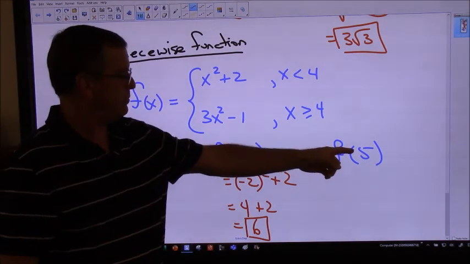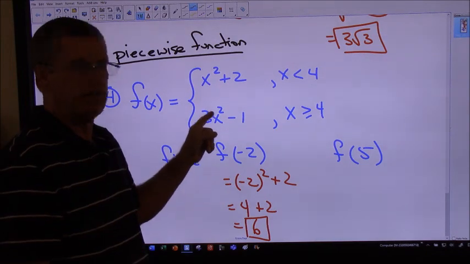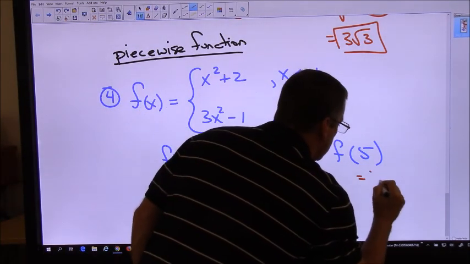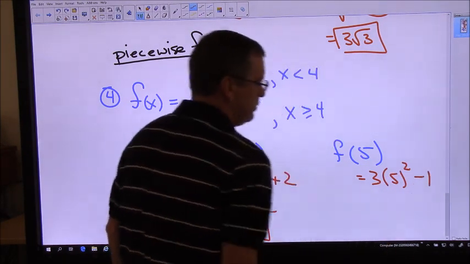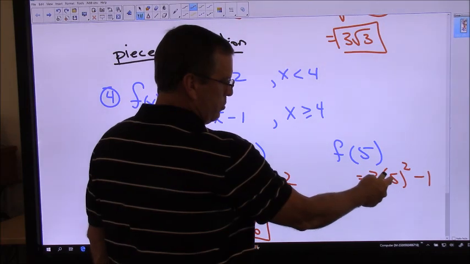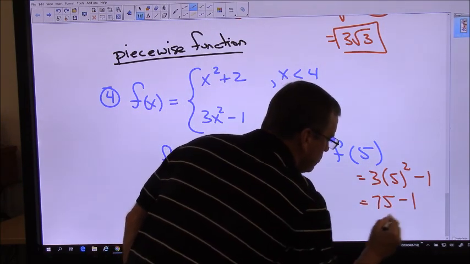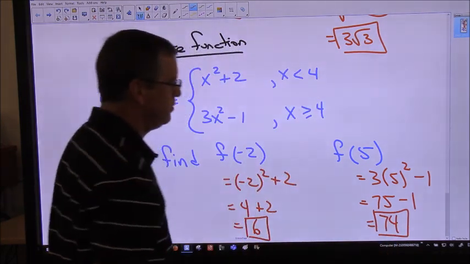So when I look at this, I would say, okay, 5 is greater than 4, so now it needs to go into the second piece. And so what I have is 3 times 5 squared minus 1. So that would be 25 times 3, that's 75, minus 1. My answer is 74.